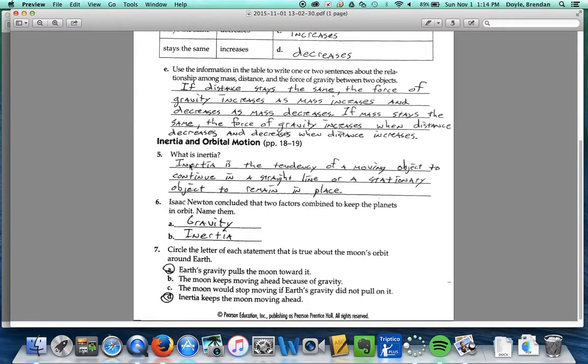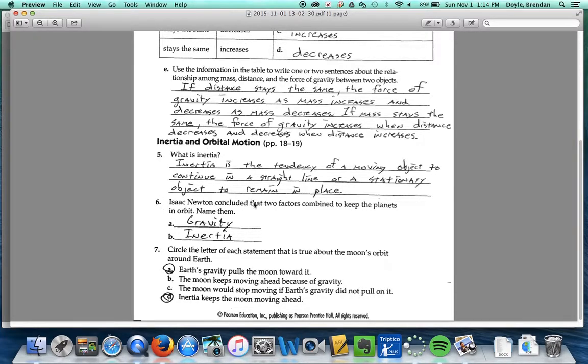5, what is inertia? Inertia is the tendency of a moving object to continue in a straight line, or a stationary object to remain in place. So, in other words, an object in motion will stay in motion, and an object at rest will stay at rest, unless otherwise acted upon by a force. So that's why I'm sitting on my couch here at home. The couch isn't moving, and I'm not moving because of inertia. But if I roll a ball down the driveway, that ball will roll forever and ever and ever unless some other force stops it.